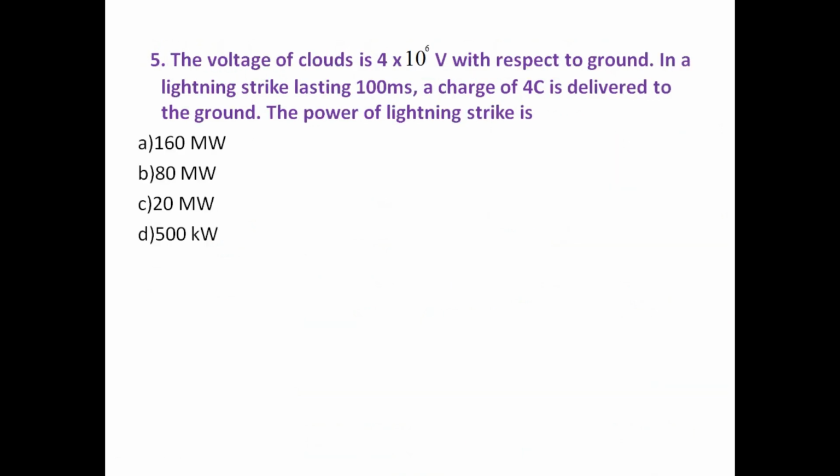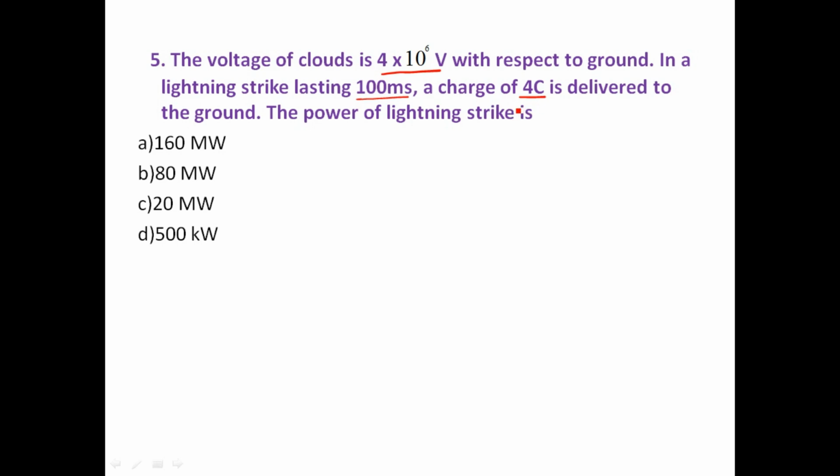Moving on to the last question for today. The voltage of clouds is 4 into 10 to the power of 6 volt with respect to ground. In a lightning strike lasting 100 milliseconds, a charge of 4 coulomb is delivered to the ground.